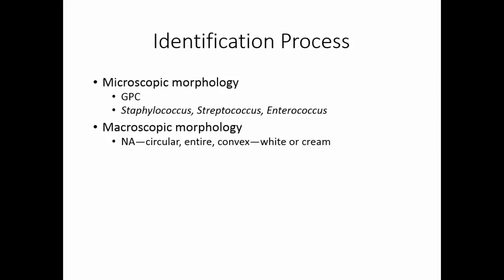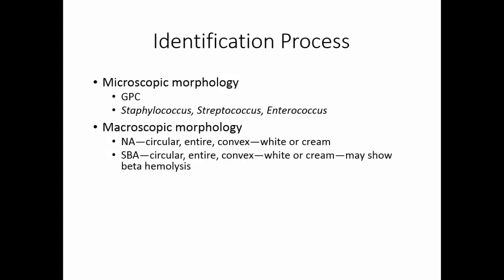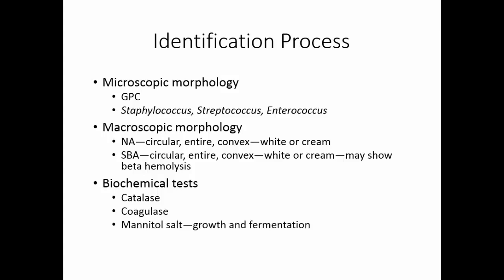On nutrient agar, Staphylococcus tends to grow as circular, entire, and convex colonies that are either white or cream-colored depending upon the species. On sheep blood agar, the colonies are also circular, entire, and convex, and white or cream-colored, and they may show beta hemolysis, depending upon the species. The next thing you do is your biochemical testing. For Staphylococcus, you'll need to do catalase, coagulase, mannitol salt to check for growth and fermentation, and novobiocin susceptibility.